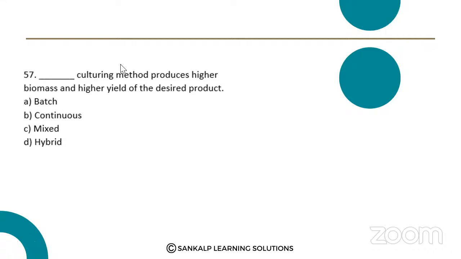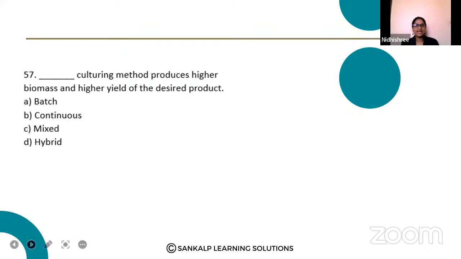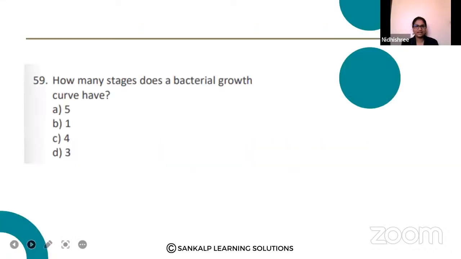Option B, continuous. Option B continuous. Chat answers are also voted for option B. So the right answer is option B. The right answer is option B. This we discussed already.